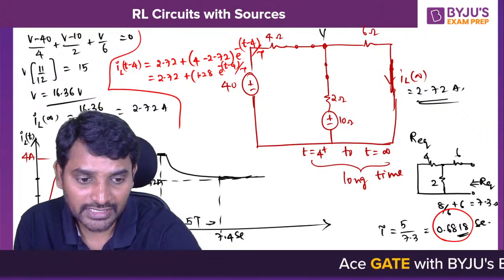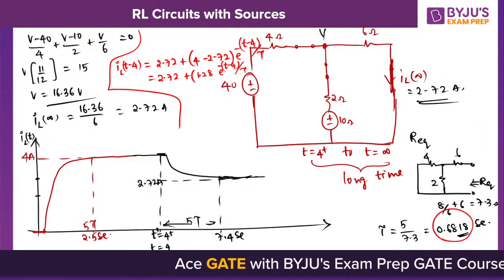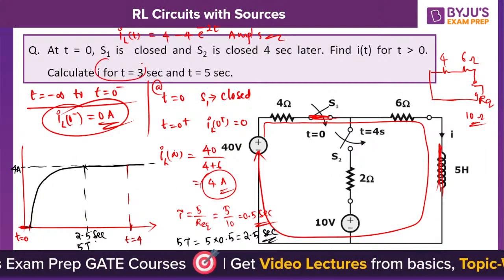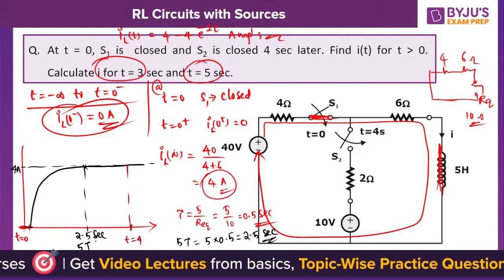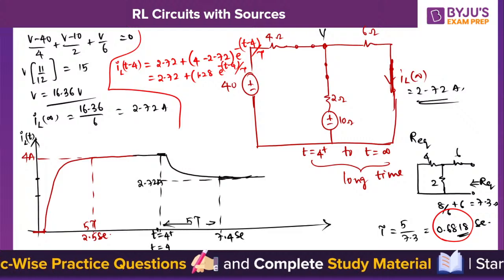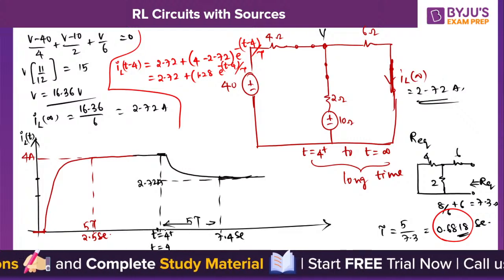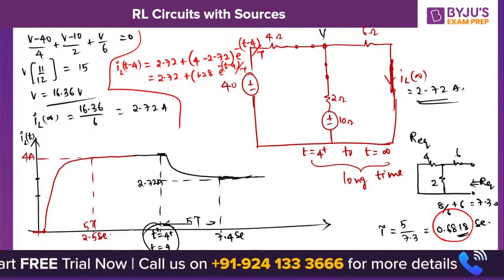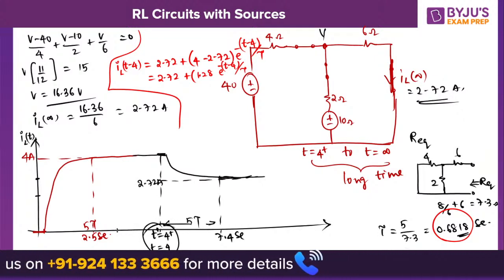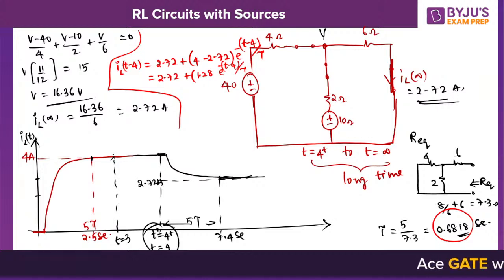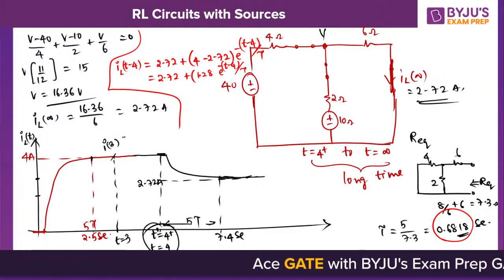Okay, let me show you. In the question he has asked the current at t equal to 3 seconds and at t equal to 5 seconds. Here I'm switching at 4 seconds. So 3 seconds may be here. At 2.5 seconds itself the current is 4 amperes. Now at 3 seconds definitely it is 4 amperes.